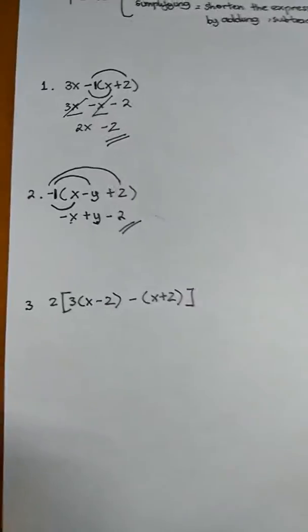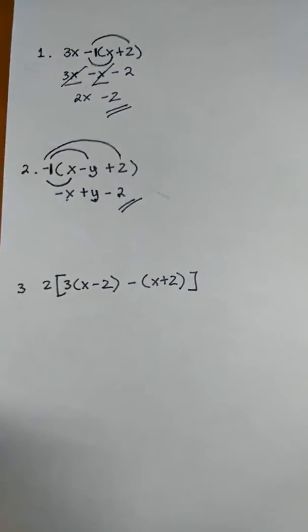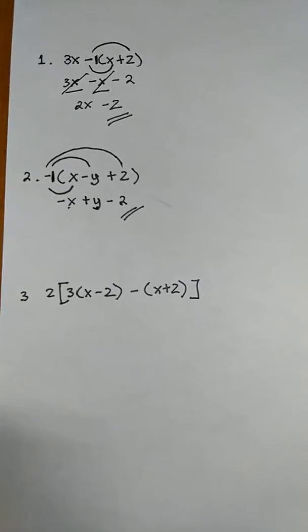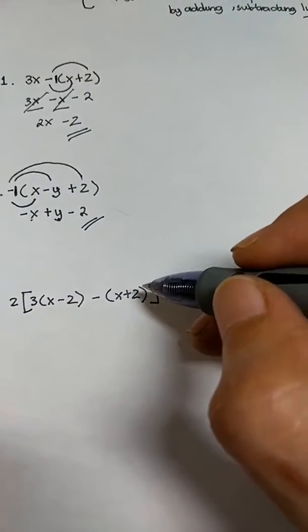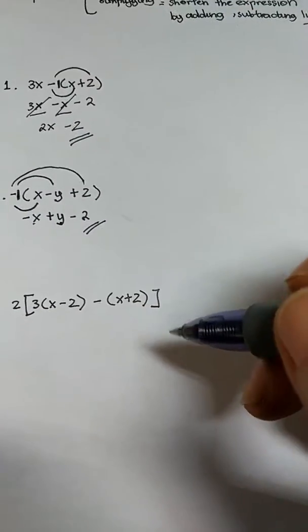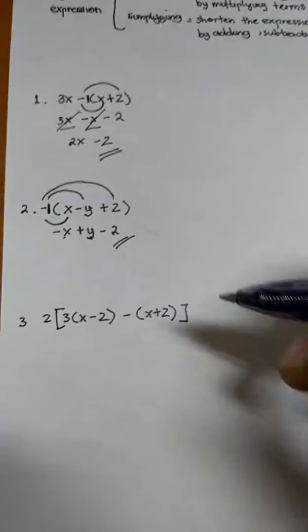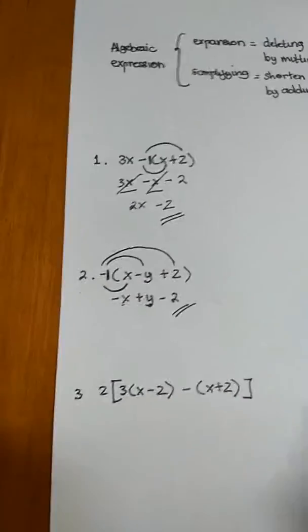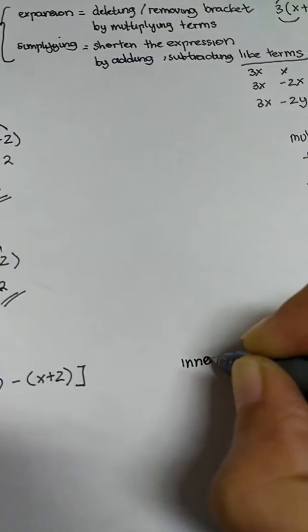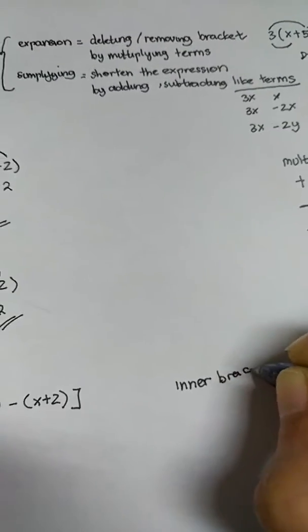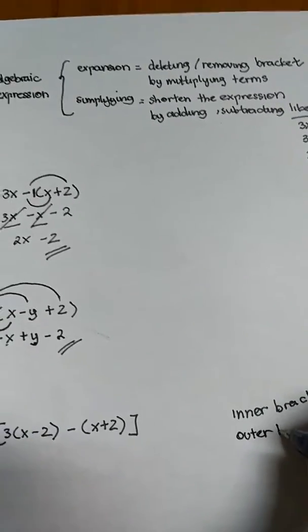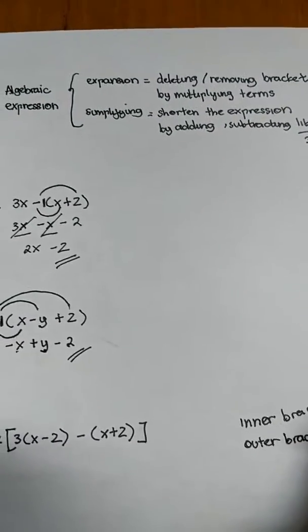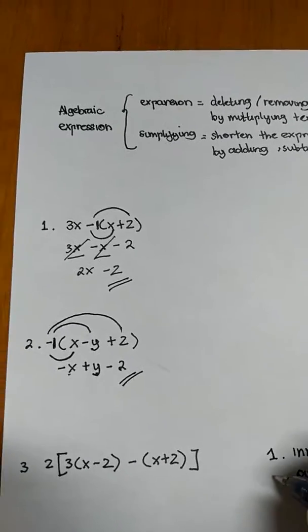Okay, the third one. This one is a little bit more complex compared to the other two questions. There is an outer bracket. The square bracket here, I call it a square bracket, is the outer one, and the usual bracket, a common bracket, is the inner bracket. Now, if you have something like this, you need to deal with the inner bracket first, and then follow with the outer one. So, number 1, number 2.